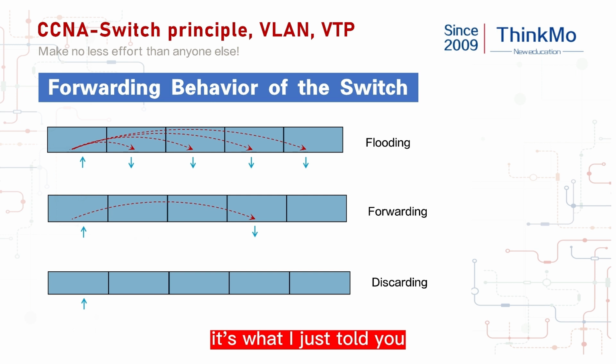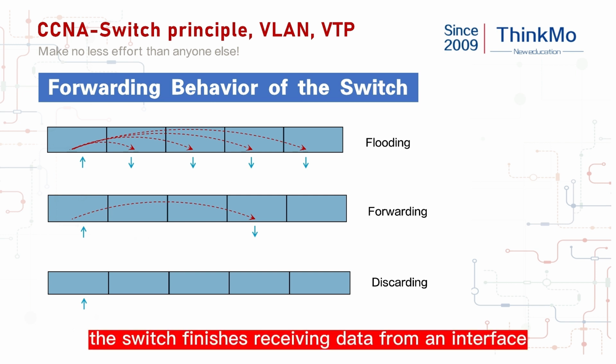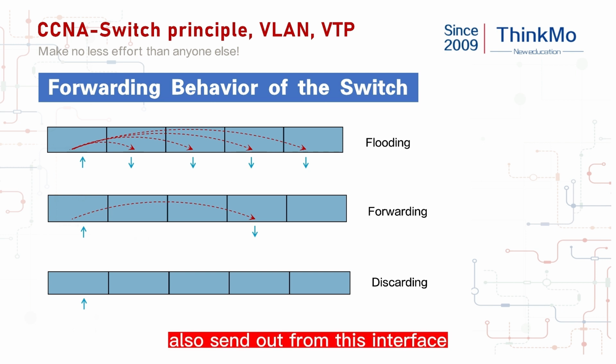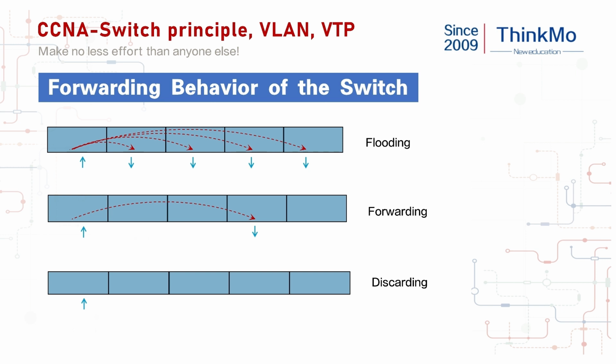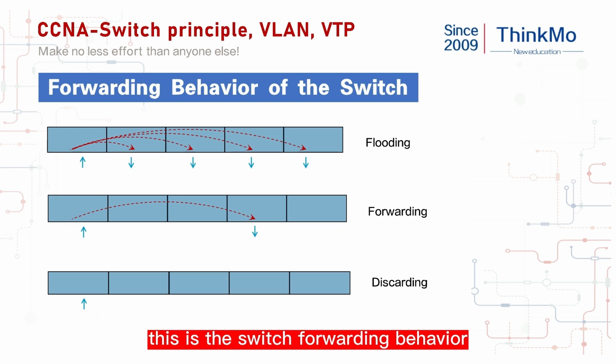And what is discarding? It's what I just told you. The switch receives data from an interface, and the destination is also reached out from this same interface. It will discard this data. This is the switch forwarding behavior.